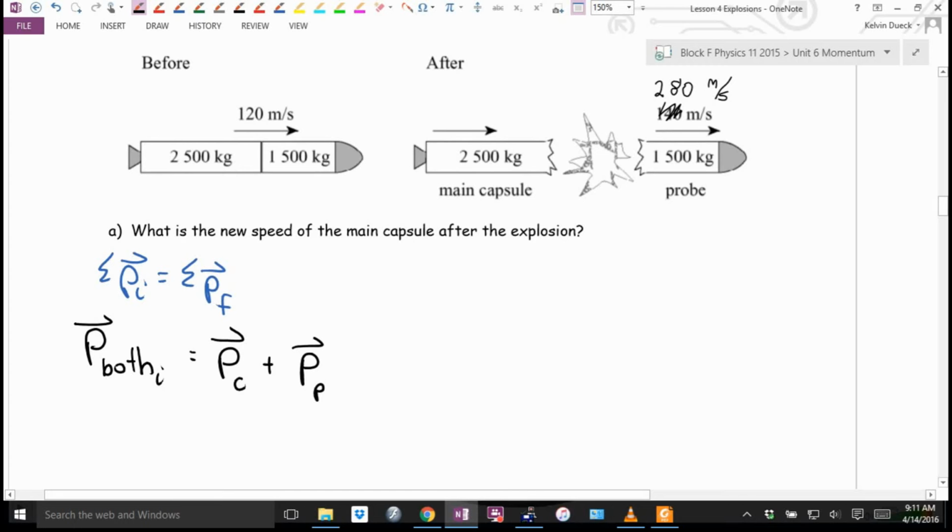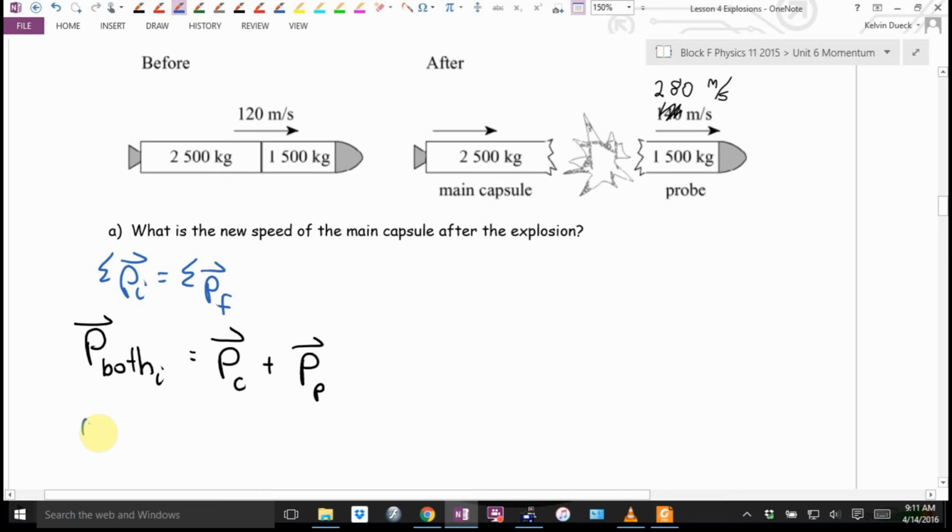By the way, let's make some predictions. Look at the probe. What's its final speed? What was its initial speed? Did the probe speed up or slow down? What do you think happened to the capsule then? Slowed down, because the capsule lost impulse, lost momentum. The probe gained the same amount of momentum. See now it's all put together? Okay, let's keep going. Momentum is what times what? Mass times velocity.